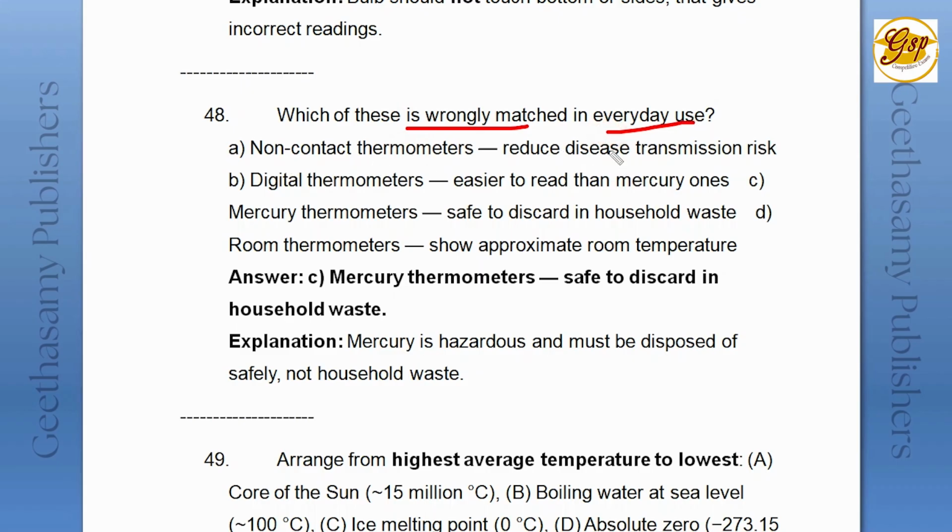Okay, so that's the answer. And 48th question, which of these is wrongly matched in everyday use? Non-contact thermometers reduce disease transmission risk, and a digital thermometer is easier to read than mercury ones. Mercury thermometer safe to discard in household waste, and room thermometers show approximate room temperature. The answer is mercury thermometers safe. It's not safe, which we have been seeing. So mercury is hazardous and must be disposed of safely, not in household waste.